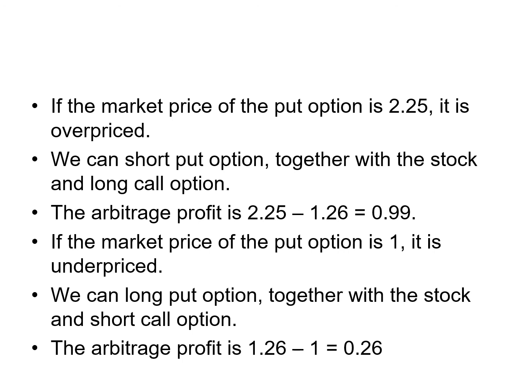If the market price of the put option is $1, it is underpriced. So we can long the put option together with the stock. So we long put and long stock. At the same time we short the call option. The arbitrage profit is 1.26 minus 1, equal to $0.26.